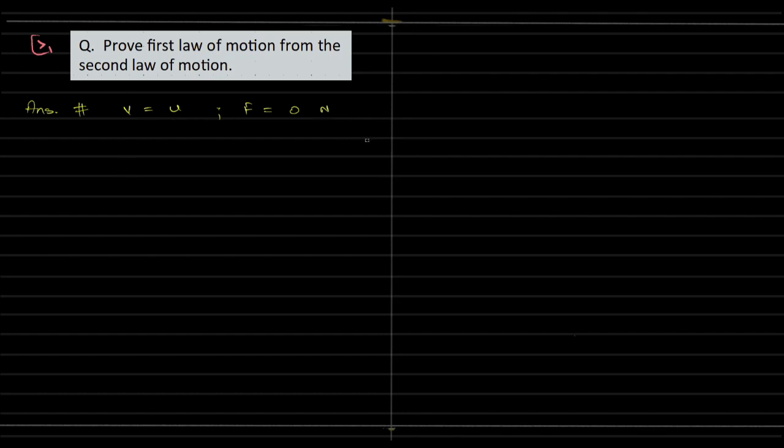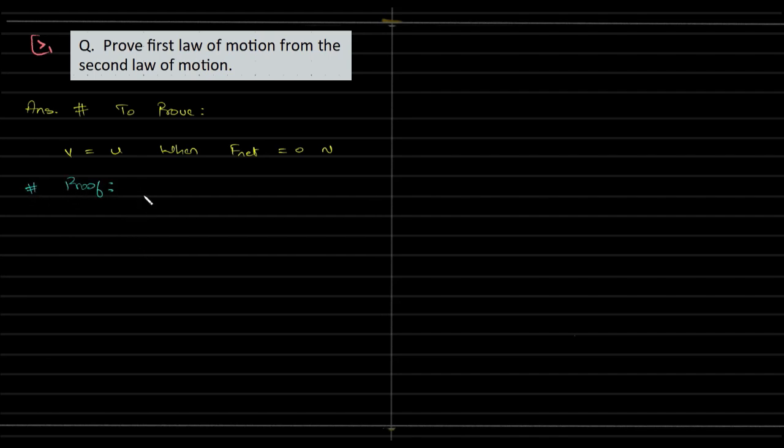So basically we have to prove that the initial velocity is equal to the final velocity when the net force on the object is 0 Newton. Now, what does the second law talk about?